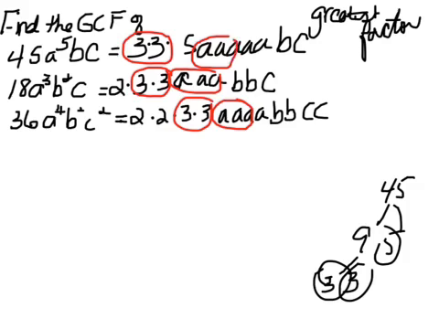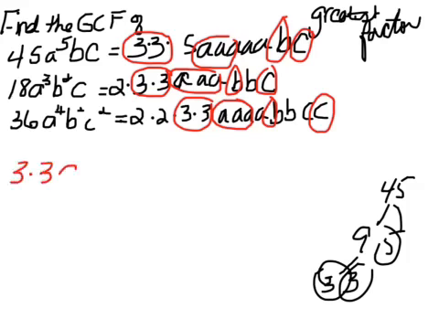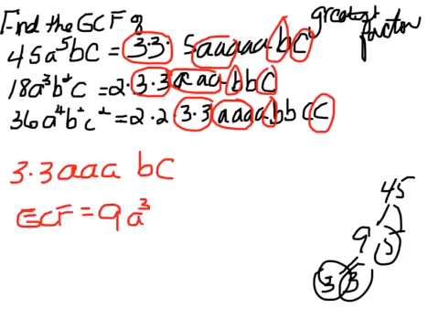Now on the B's, the top one's only got 1 of those, and all of them have at least 1, but we can only say there's 1 in common. And then on the C's, the top one also only has 1 C, even though there's more than 1 C in some of them. What they all have in common would just be 1 C. So let's see what that all is. They each have 2 3's, 3 A's, 1 B, and 1 C. So the greatest common factor would be 9, and then that would be A cubed B C.